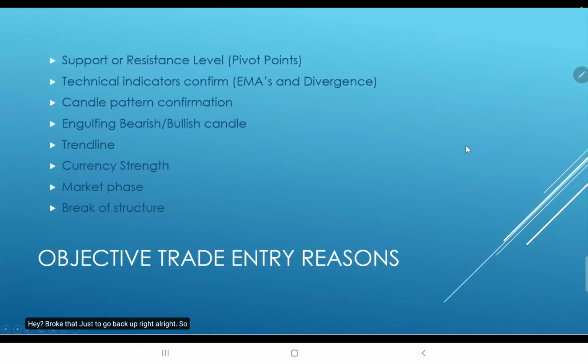All right, so this is what you want. Like I said, objective trade entry reasons. Have rules of why you're going to be entering a trade.